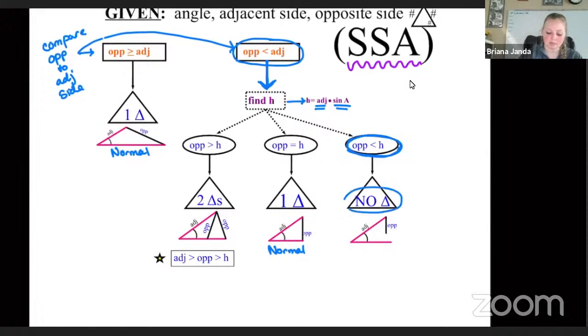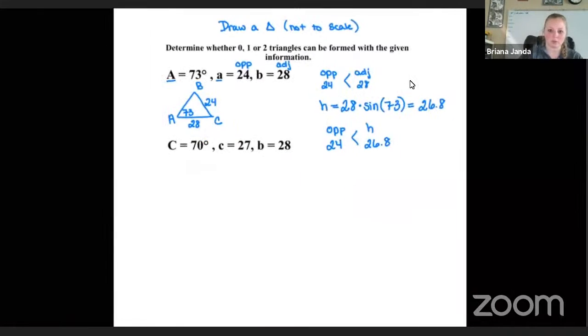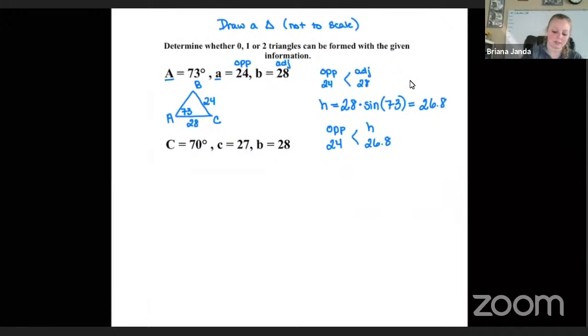And that tells me that this makes no triangles. So answering the question, does our information make 0, 1, or 2 triangles, because the opposite is less than the adjacent and the opposite is less than the height? I would say that there are 0 triangles.